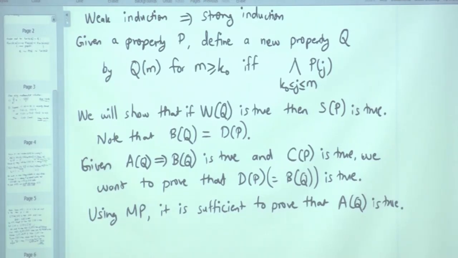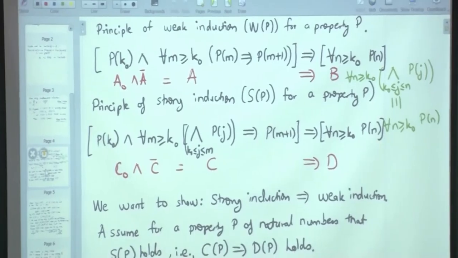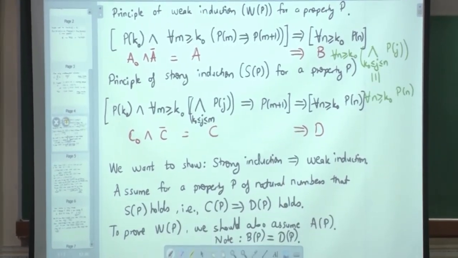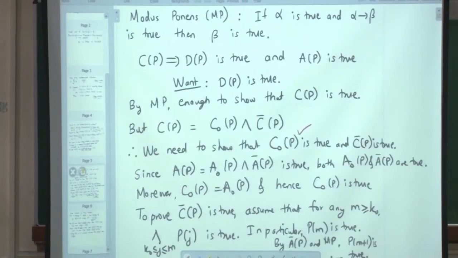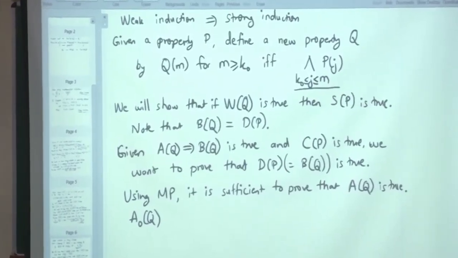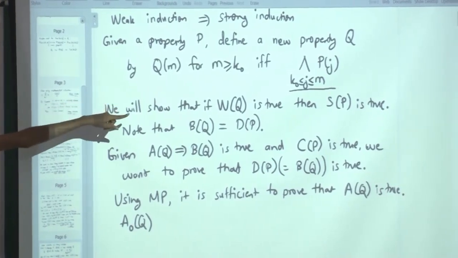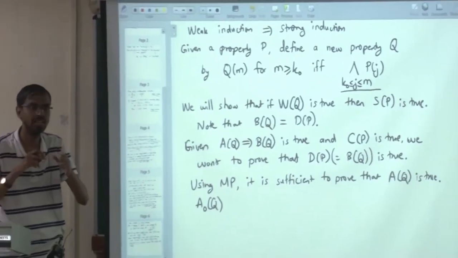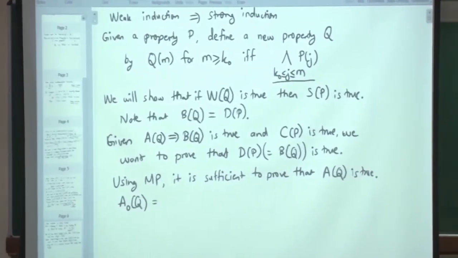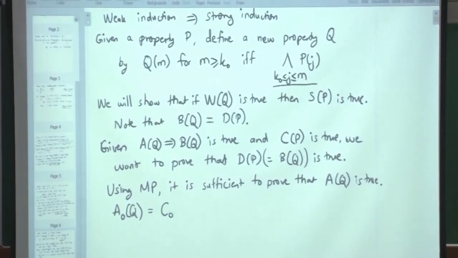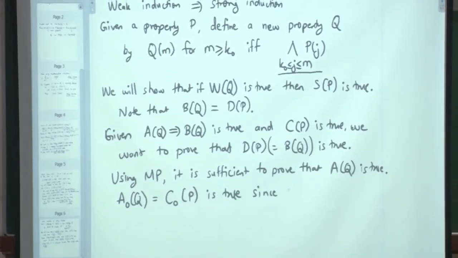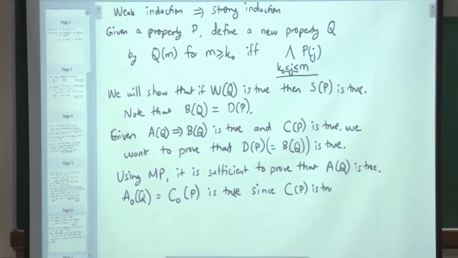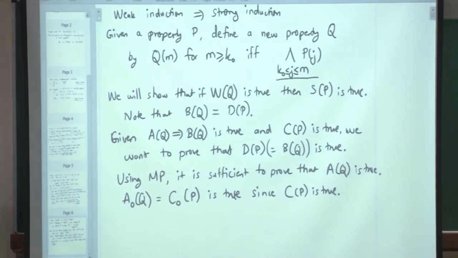Okay, what is AQ? Once again, A0 of Q. Observe that please. What is A0 of Q? C0 of Q or C0 of P, both of them are same. Look here, what is the property? That conjunction when M equal to K0 is just a singleton, it is just P K0. So A0 of Q is equal to C0 of P, which is true, since CP is true. So again the problem is only in the part A bar.